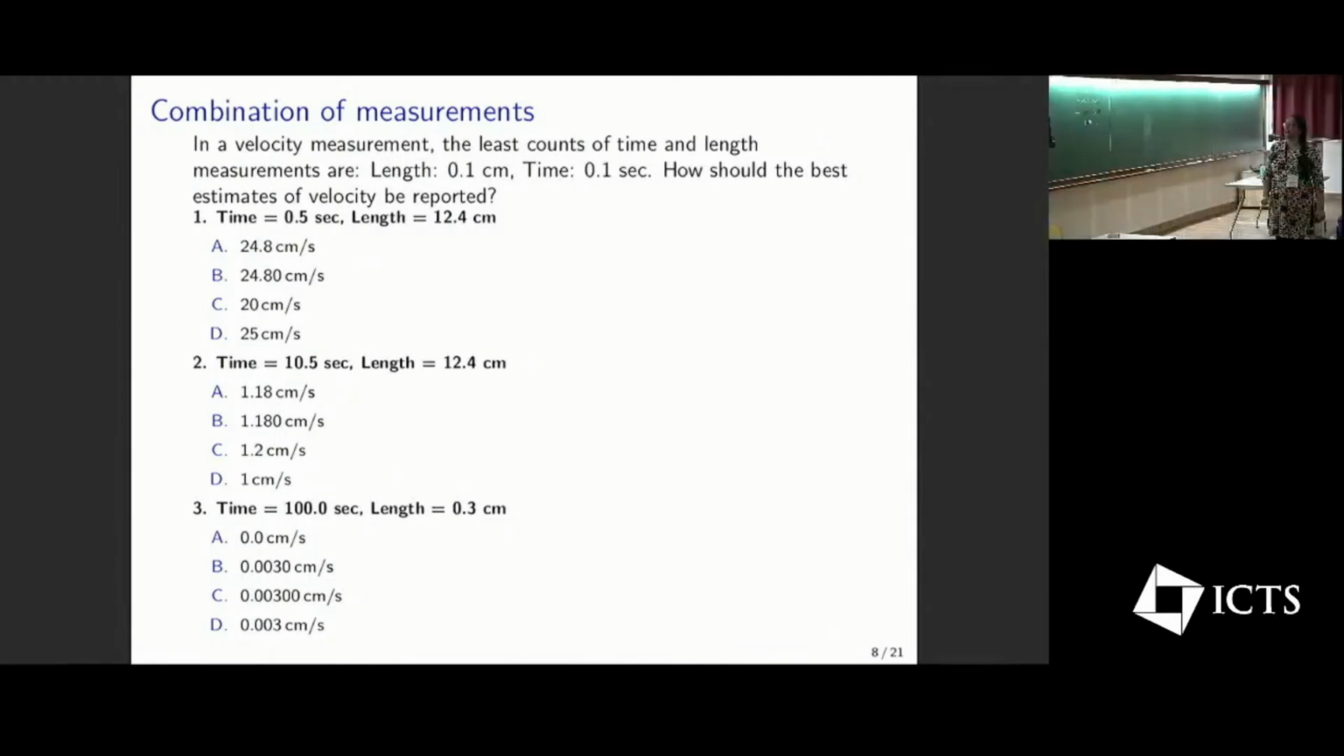A. Okay. A? D? Okay, so there are 2 options, A and D. I made a face when I said A, so people must have thought, oh, that can't be right. So A is telling you that the best estimate of velocity is 0.